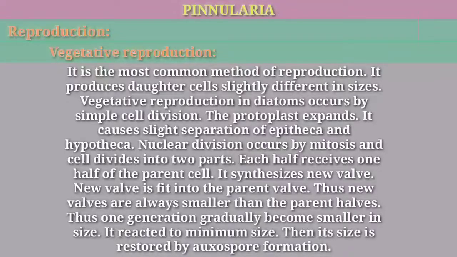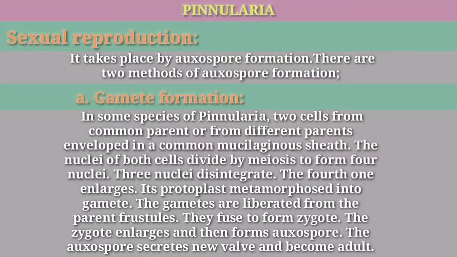It reaches a minimum size. Then its size is restored by auxospore formation. Sexual reproduction takes place by auxospore formation. There are two methods of auxospore formation.